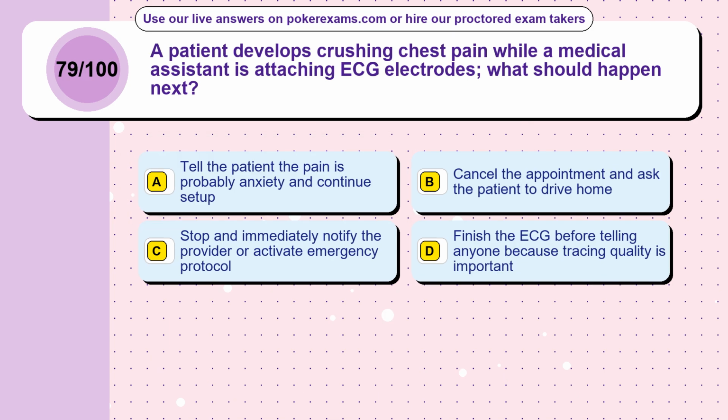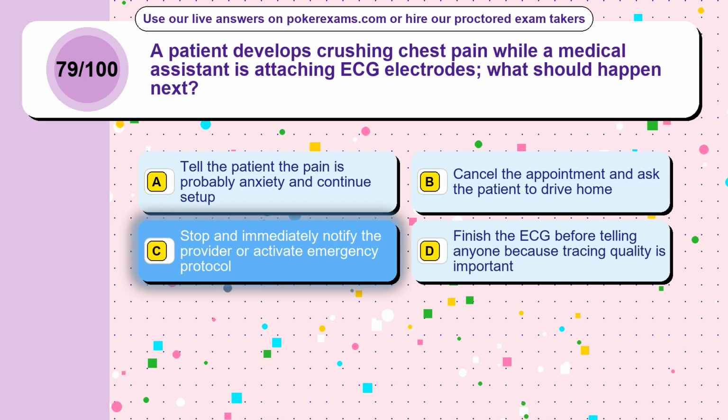Question 79. A patient develops crushing chest pain while a medical assistant is attaching ECG electrodes. What should happen next? Option A, tell the patient the pain is probably anxiety and continue setup. Option B, cancel the appointment and ask the patient to drive home. Option C, stop and immediately notify the provider or activate emergency protocol. Option D, finish the ECG before telling anyone because tracing quality is important.